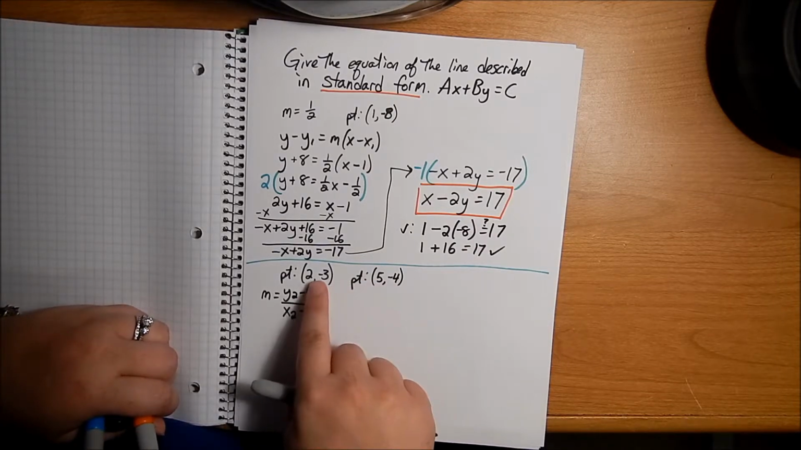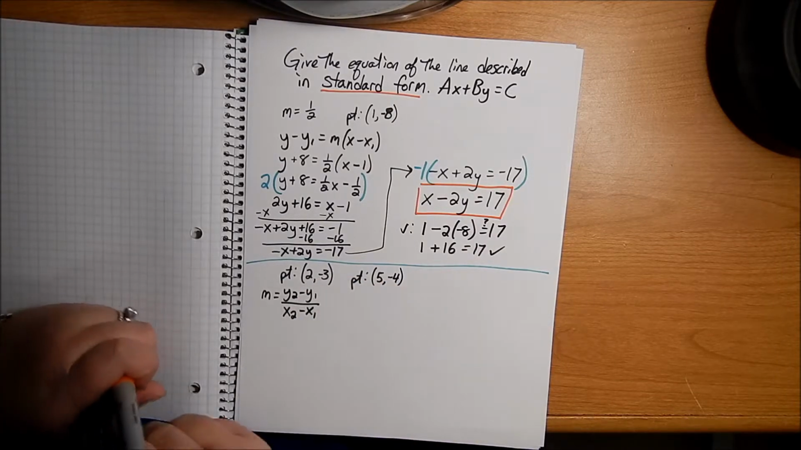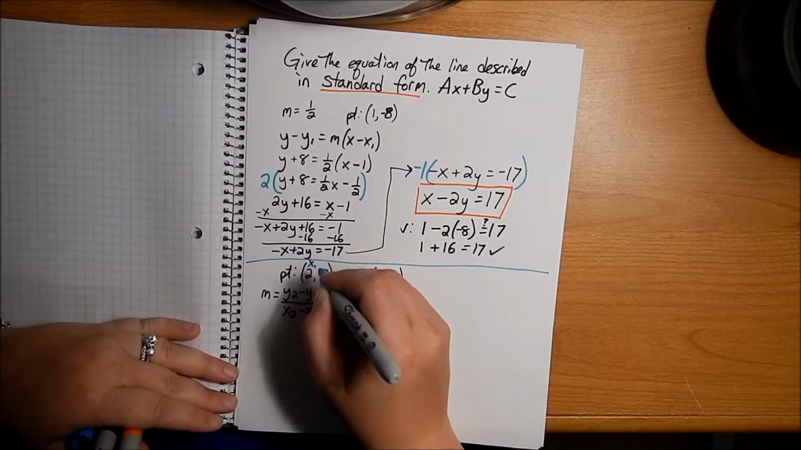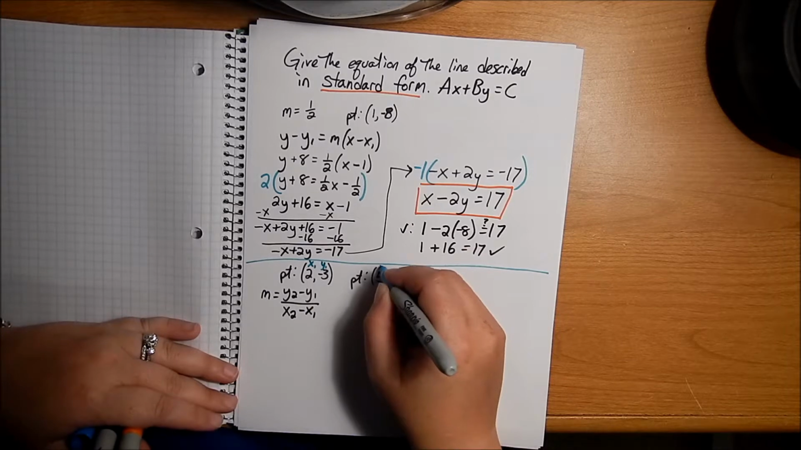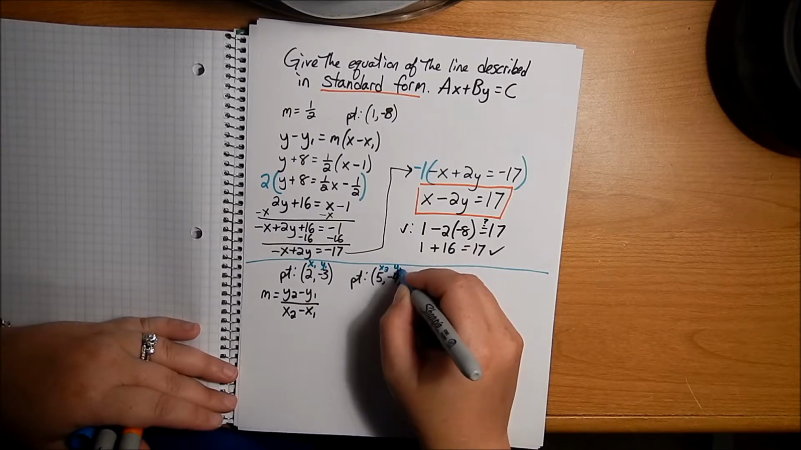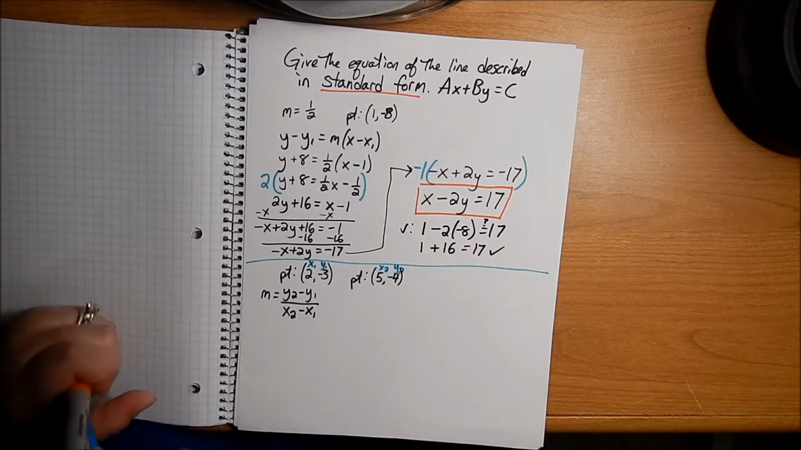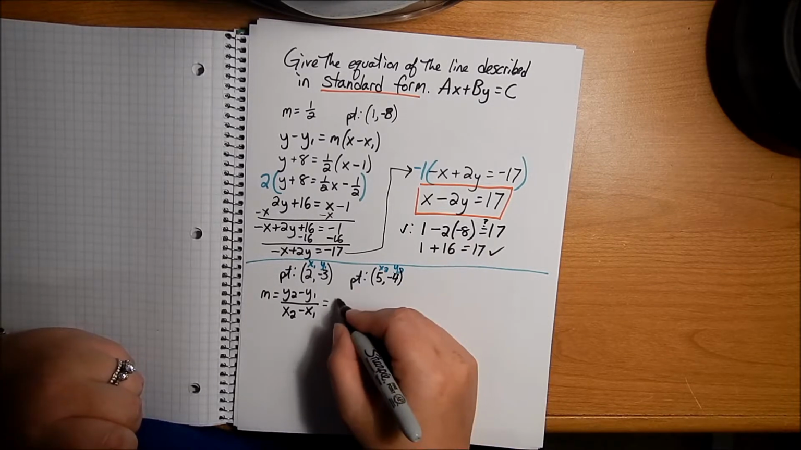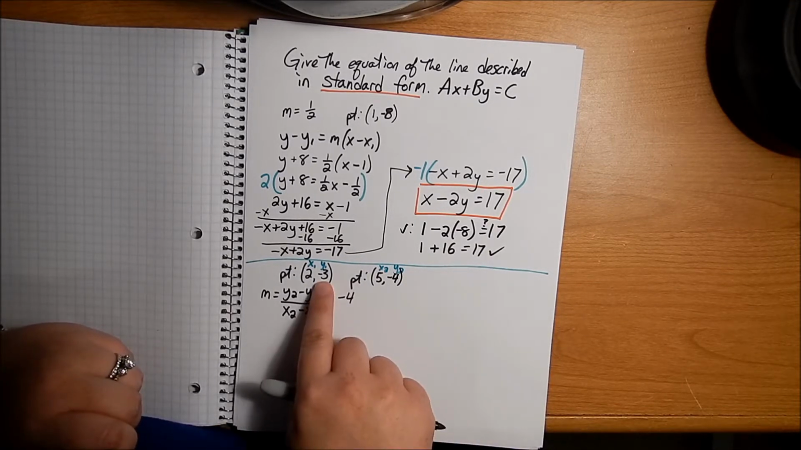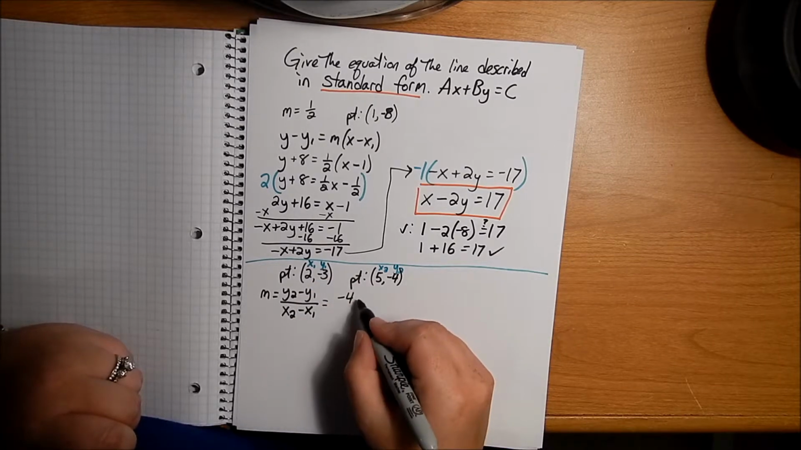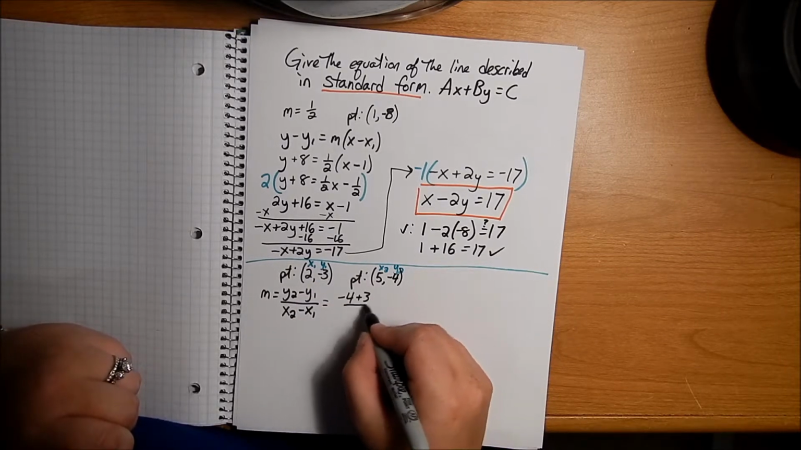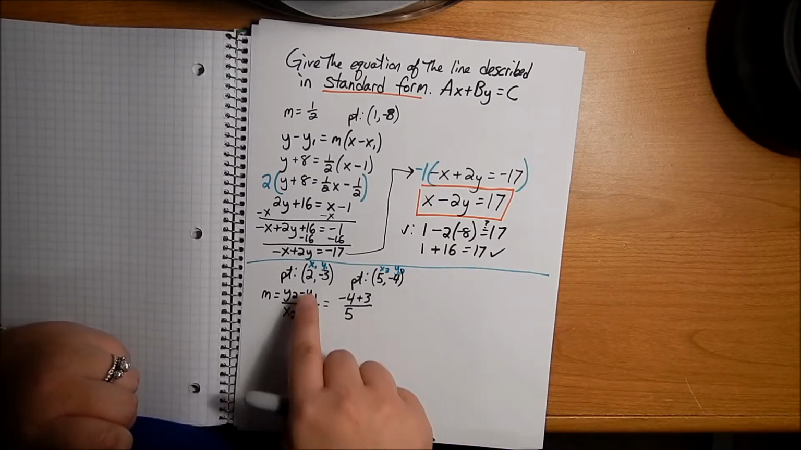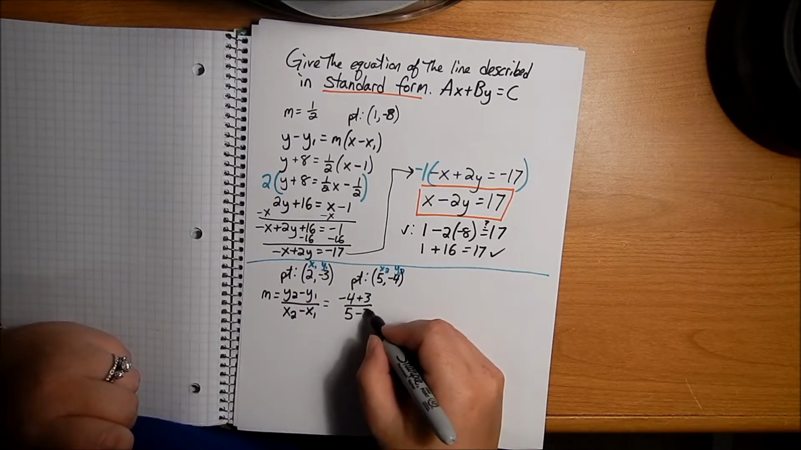Where here's just point 1 and point 2. It actually doesn't even matter which one you call which. So I like to label it just to remind myself there's x1, y1, x2, y2. So then I can just plug them into the formula for slope. So y2 is negative 4 minus y1, so minus a negative 3 is now plus 3, over x2 is 5 minus x1, which is 2.